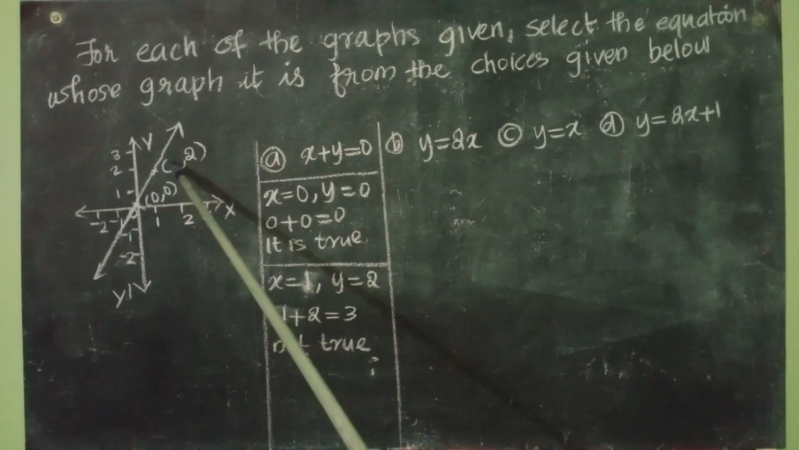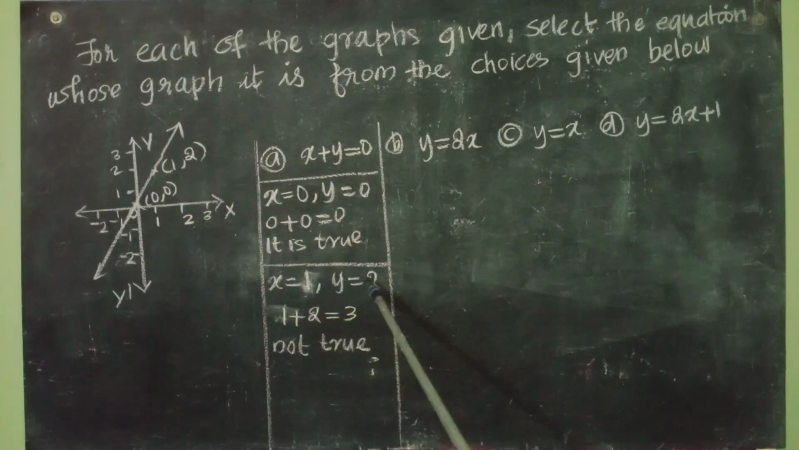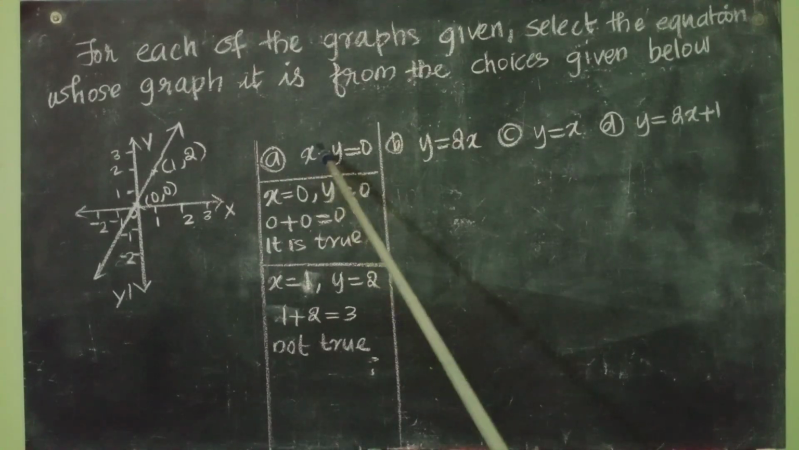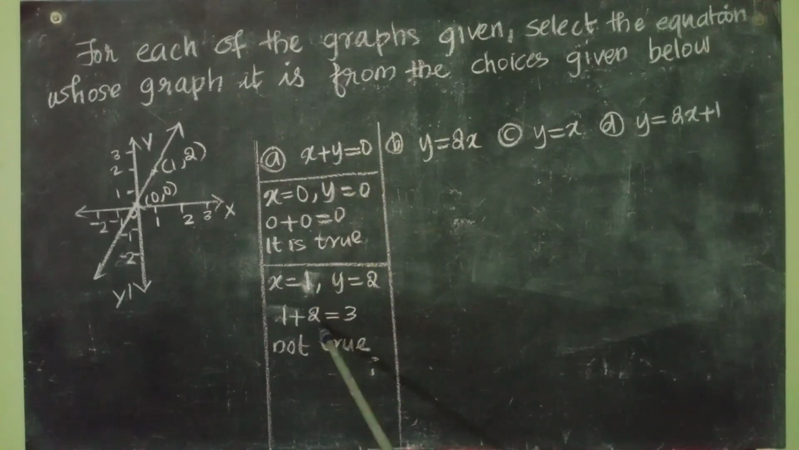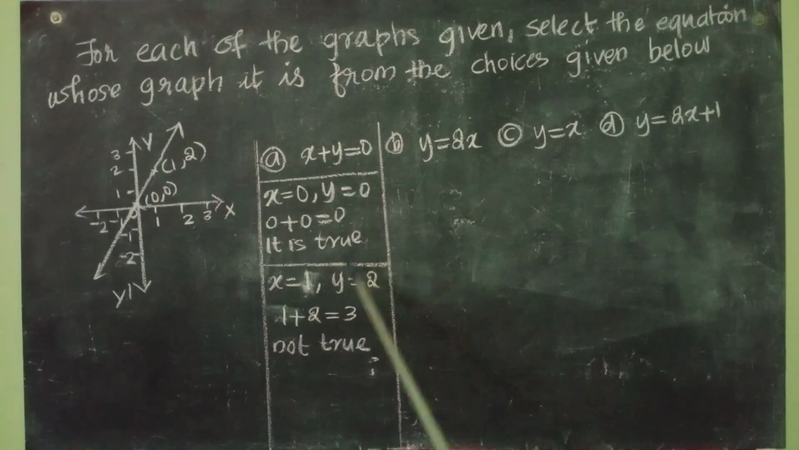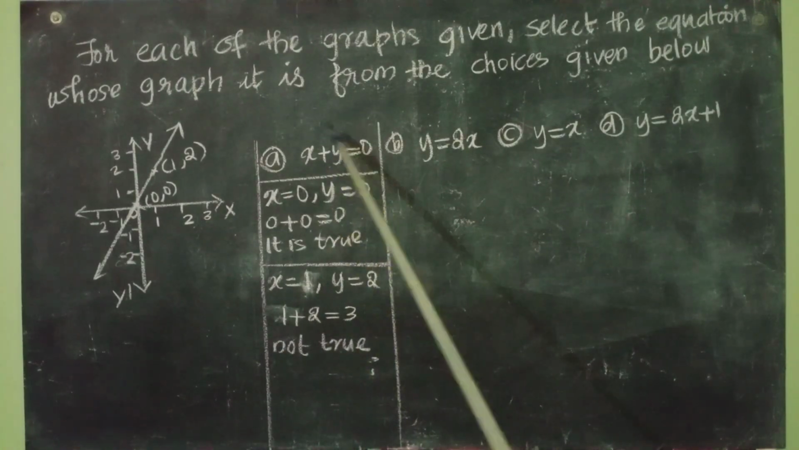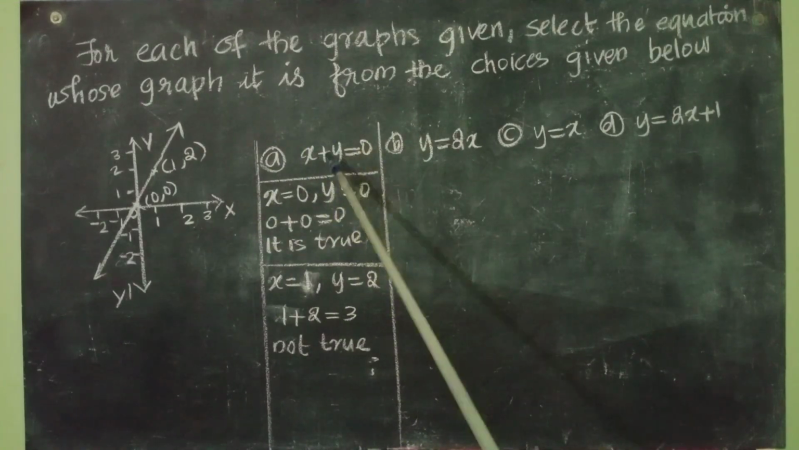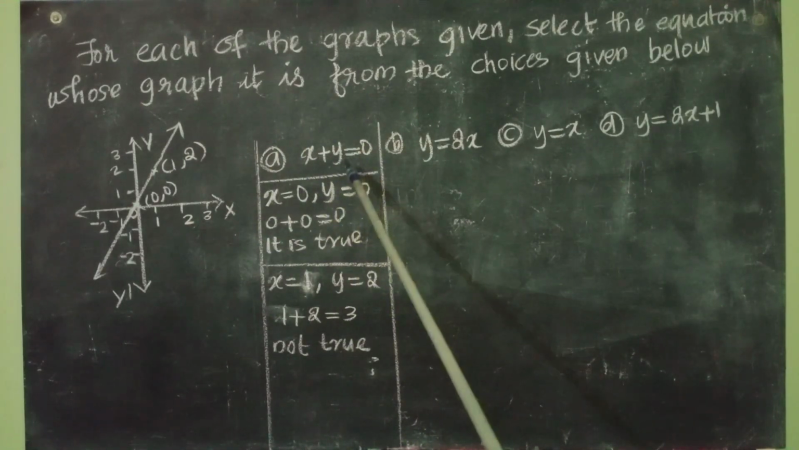The next solution is 1, 2. x equal to 1 and y equal to 2. Here we give x equal to 1 and y equal to 2. We get 1 plus 2, it is 3. It is not 0. So in the second case, it is not true. So this is not the graph of the first equation, x plus y equal to 0.